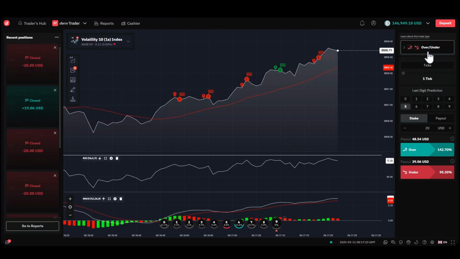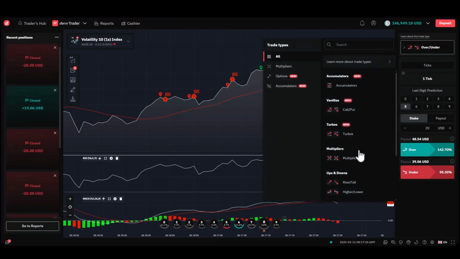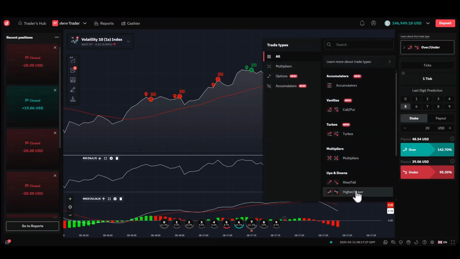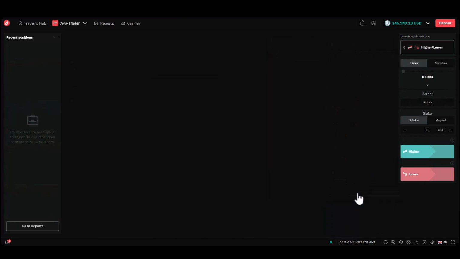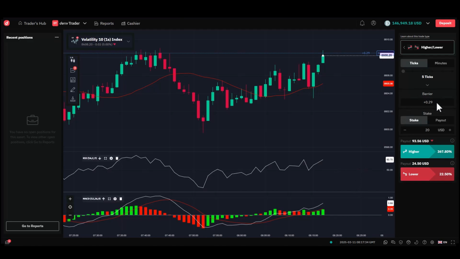We've also got another option I'll show you, which is the higher or lower. It's not the same as rise fall, and I'll show you what the difference is there. With the rise fall, we couldn't change the barriers. With this, we can, so it's a bit like a strike price. Now, if you look, obviously higher, we're being offered 367% because there's a lower probability. Lower, we're being offered 22%.